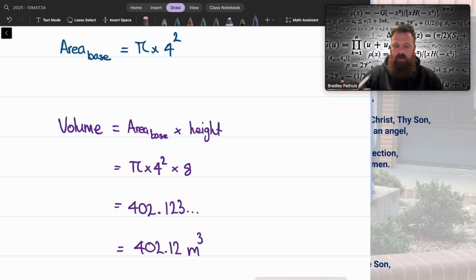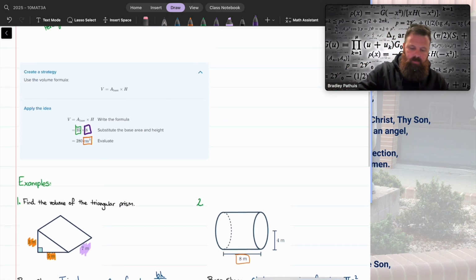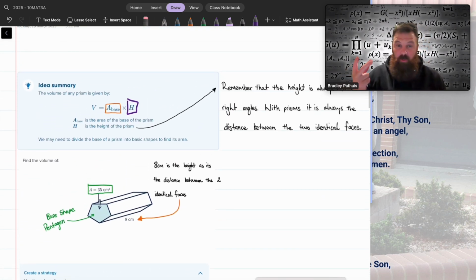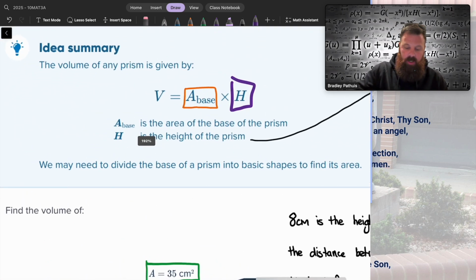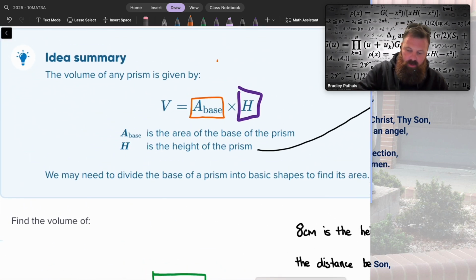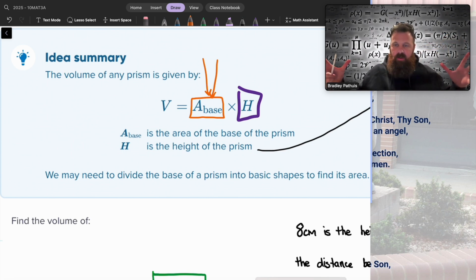So just quickly summarizing, the volume of prisms is quite straightforward to find. The hard part is identifying what is your base shape. What shape did you stretch out? Once you've done that, go back to your formula sheet, go, that's my base shape, that's how I find its area, and then finally you multiply that by the height.